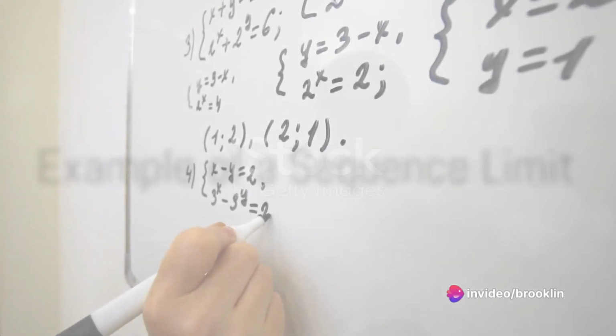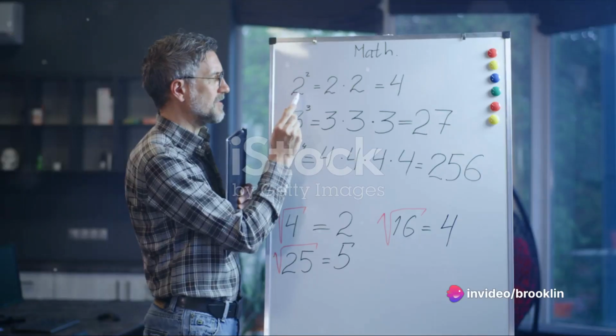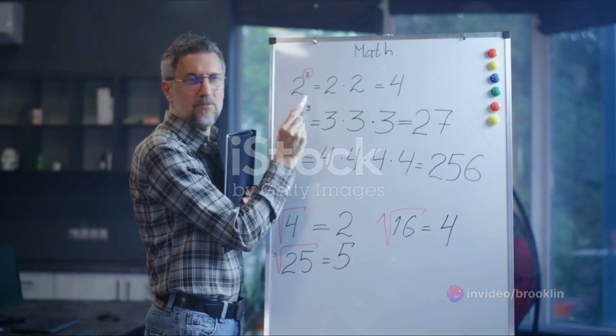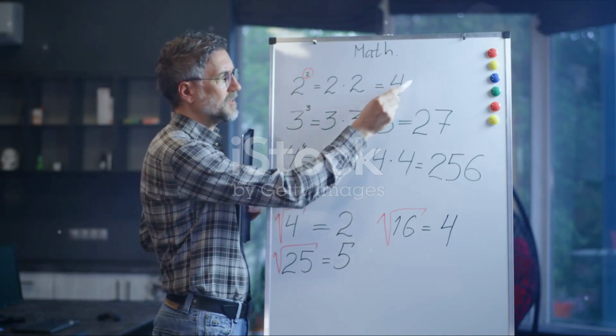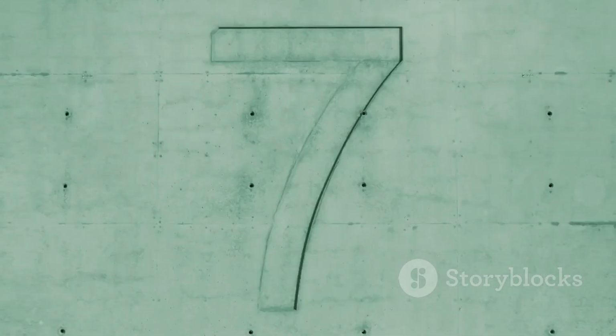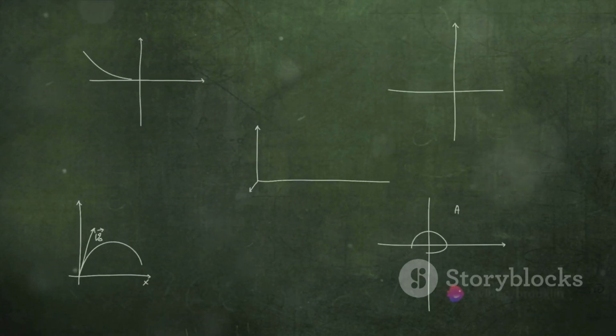For instance, consider the sequence 1, 1/2, 1/4, 1/8, and so on. As we progress further in this sequence, the terms get closer and closer to 0. Therefore, we say the limit of this sequence as it continues indefinitely is 0.